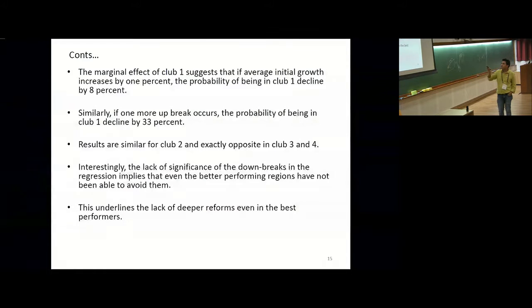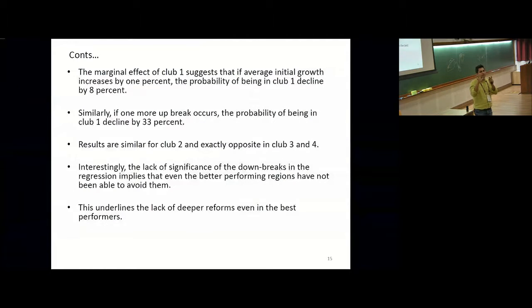Interestingly, this is very interesting, the lack of significance of the downbreaks in the regression implies that even the better performing states couldn't avoid having a downbreak, right? But what is the implication of that? Sorry, I should have mentioned one thing very early, that this is the data I have taken for the post-reform period only, right?